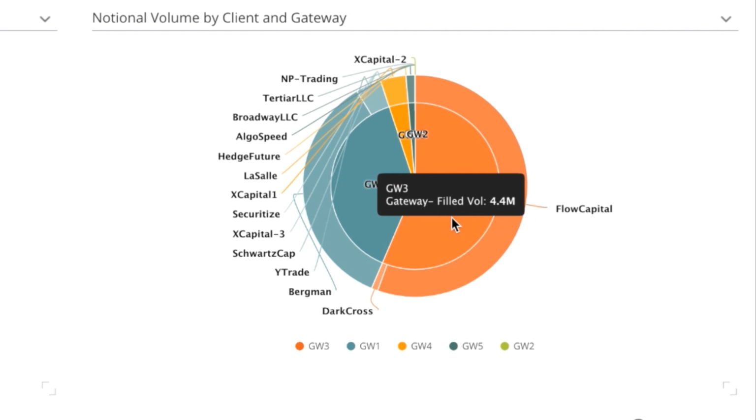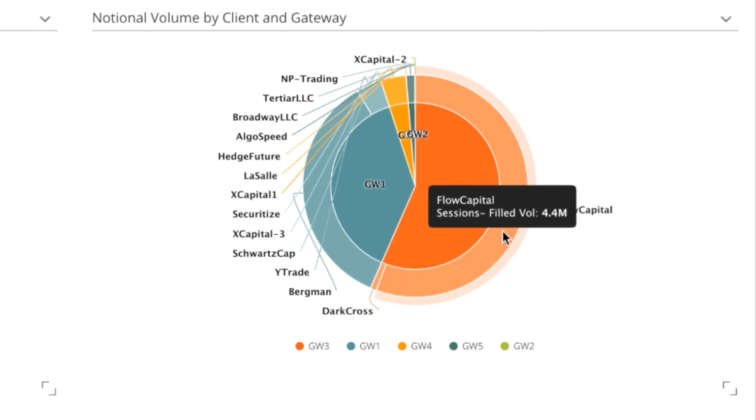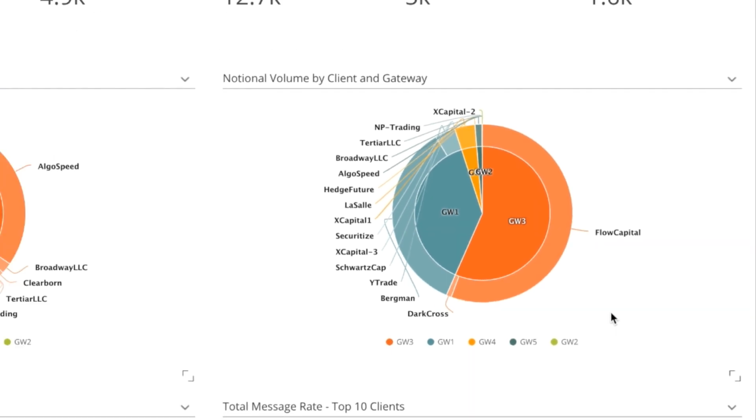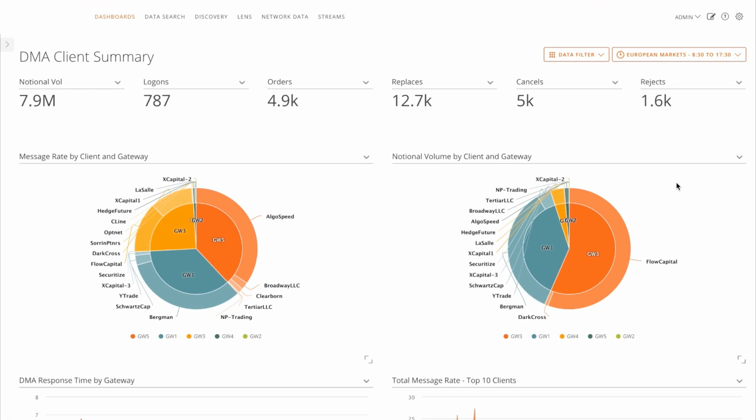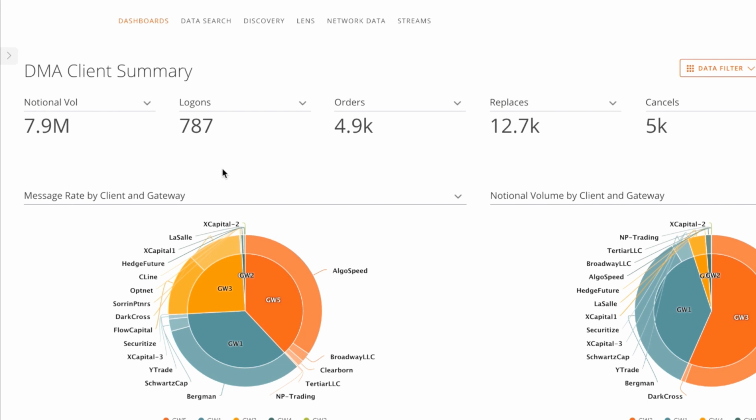And in this case, we can see the majority of them are currently on gateway 3, and these guys, Flow Capital, are responsible for the majority. The numbers at the top as well, we're seeing some high level numbers. Quite a few people have logged in so far this morning. The notional volume traded is 7.9 million.